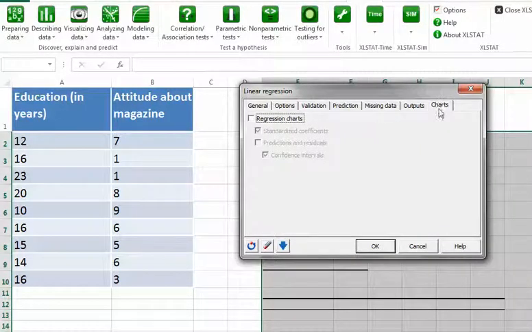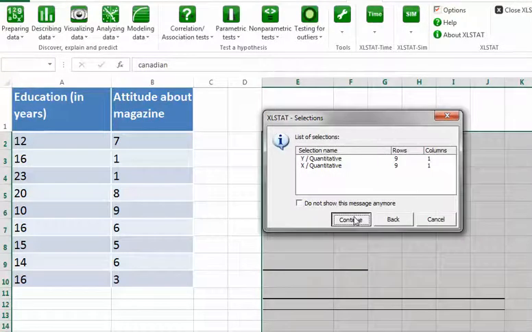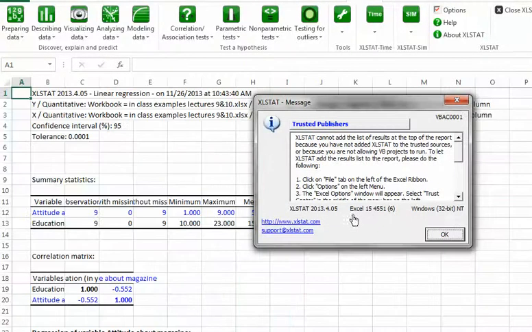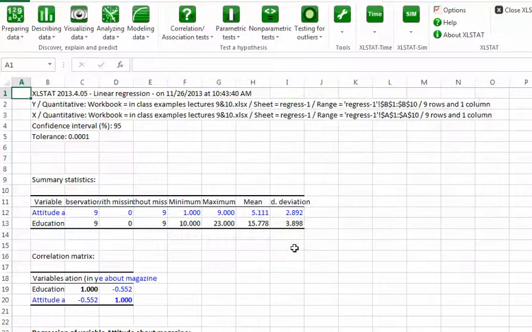Charts, there's no need for these charts right now. These are for testing some of the complicated assumptions about regression, which you can read about later in the slides. So we're all set to go. Let's click OK. And here we go. It's just giving us the descriptives of our variables.